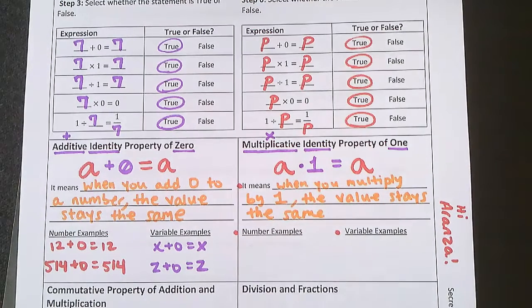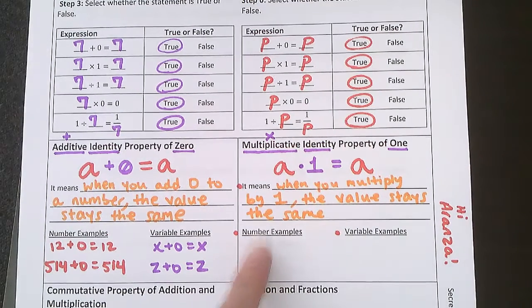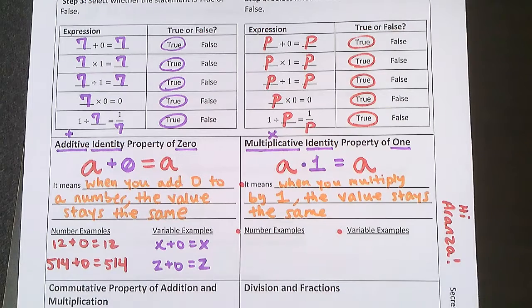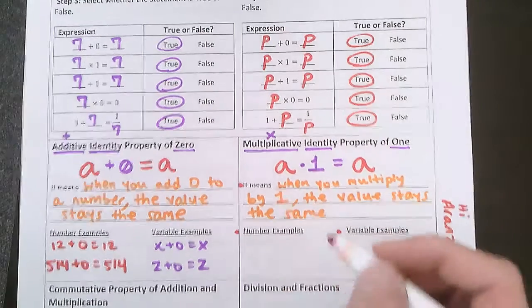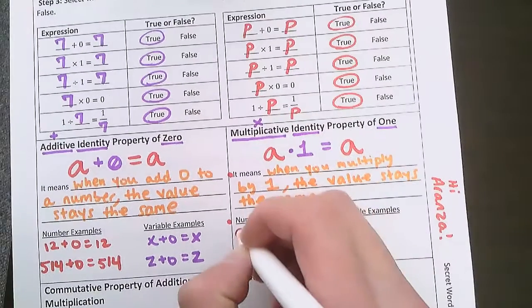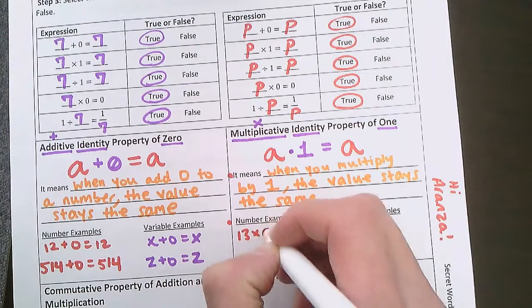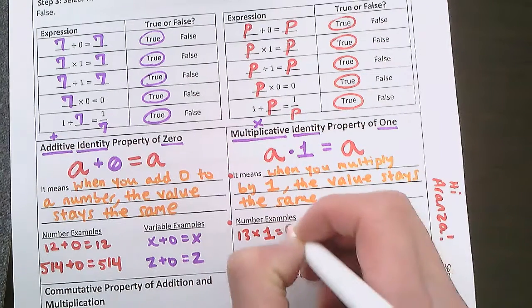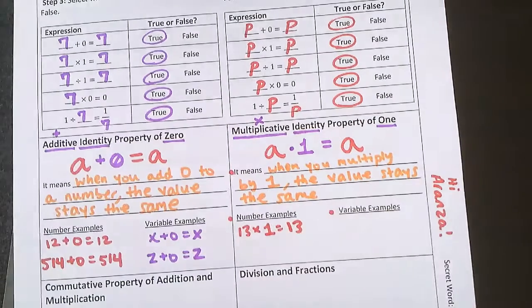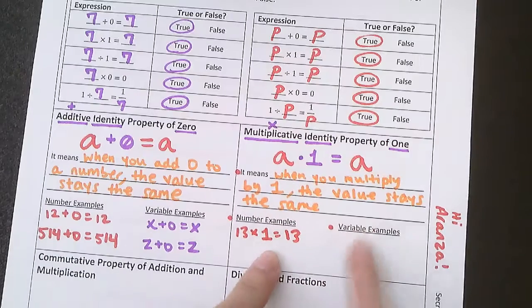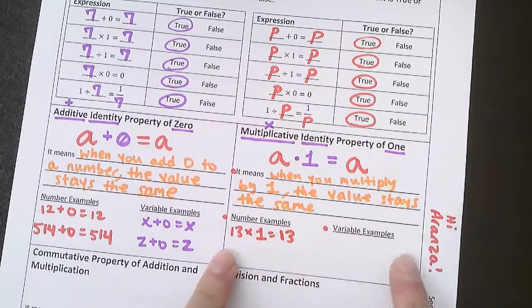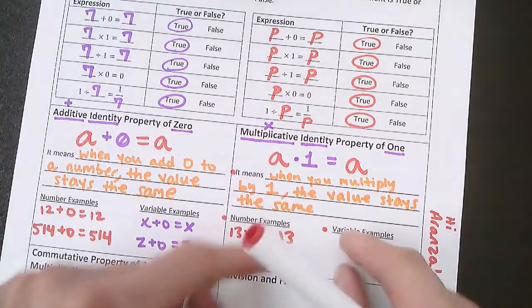Okay. And you should have tried some number examples and variable examples on your own. I'll give you one. One number example might be 13 times 1. It's going to stay the same, and this will also equal 13. All right, the rest I really want you to do on your own, so I'm not going to give you any more. You can fill this out. Give me 2 examples for each one.